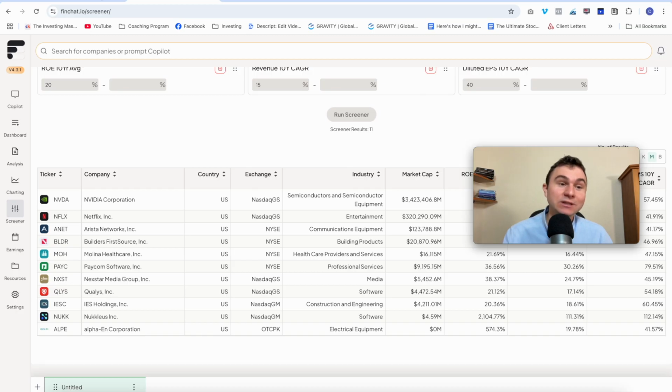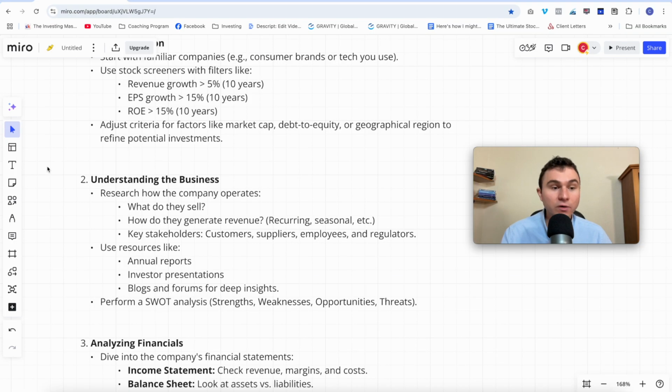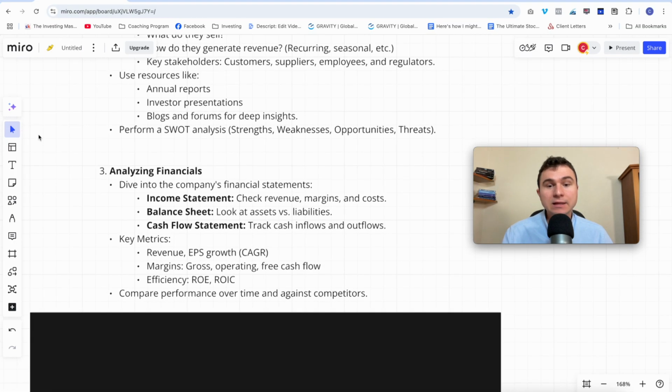I will continue analyzing the 3 companies and move on to step 3, analyzing financials. Deep dive into the company's financial statements. There are 3 statements: income statement, balance sheet, and cash flow statement. We are talking about public companies, so they are forced to publish these, and most of the time they are audited. They can't cheat. Look at the numbers, and see if they are good.